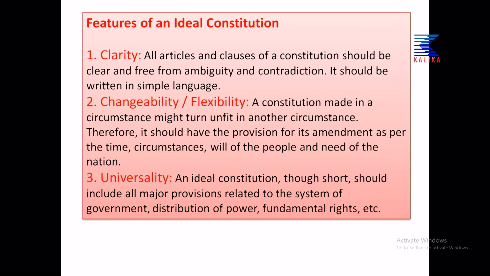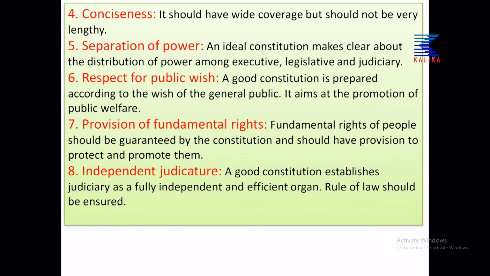That feature is called universality. Similarly, the next one is conciseness. To be an ideal constitution, it should have wide coverage, but it should not be very lengthy. So, it should be short, but it should include all the things. That is called conciseness.